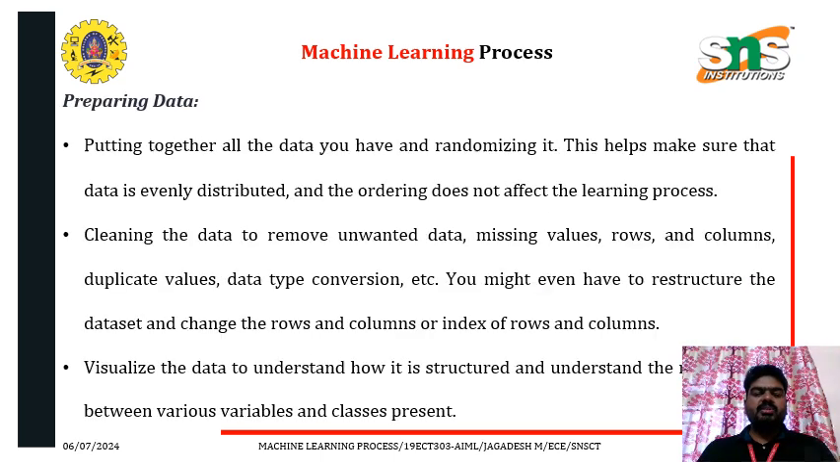The second process is preparing data. Put together all the data you have and randomize it. This helps make sure that data is evenly distributed and the ordering does not affect the learning process. Clean the data to remove unwanted data, missing values, rows and columns, duplicate values, data type conversion, etc. You might even have to restructure the dataset and change the rows and columns or index of rows and columns. Visualize the data to understand how it is structured and understand the behavior between the various variables and classes present.